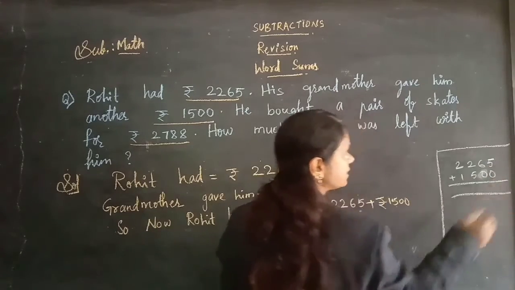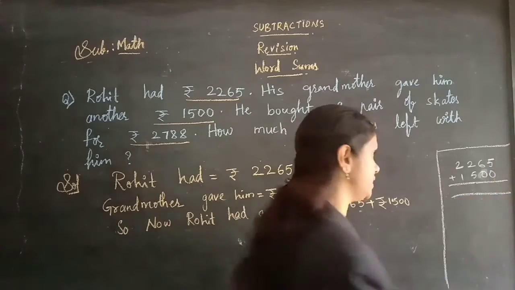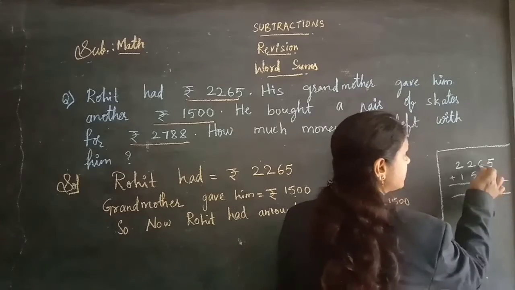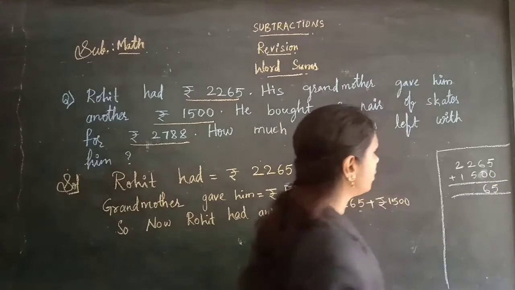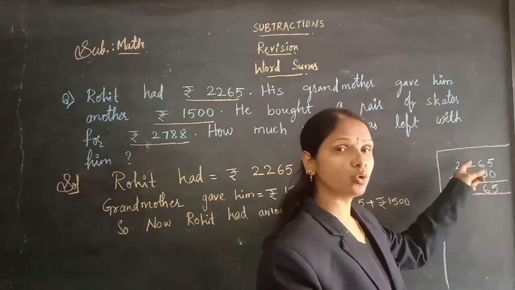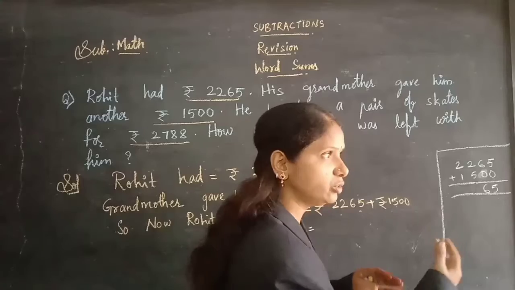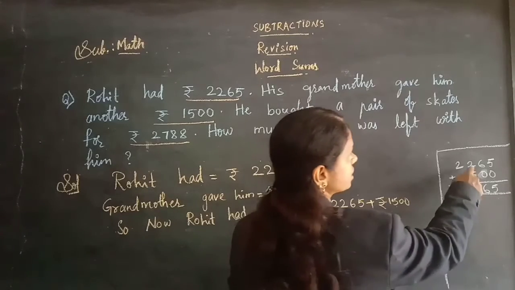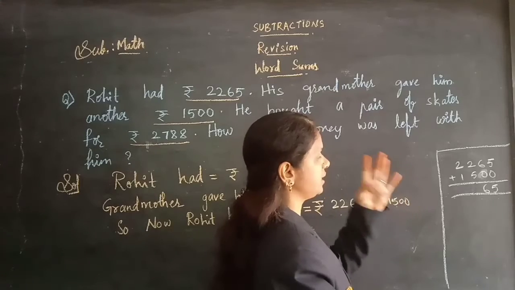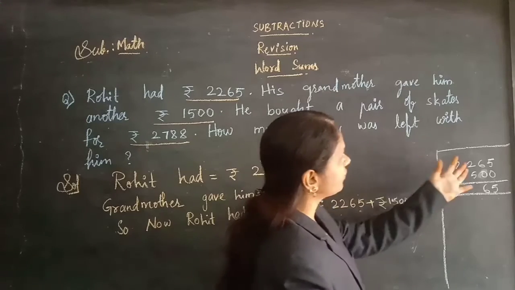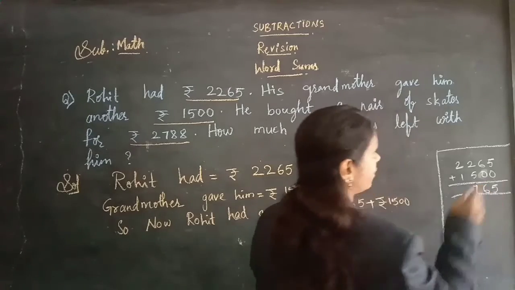So here 5 plus 0 is 5, and after that nothing is there, so 5 itself. Okay, 6 plus 0 is 6, and after that nothing is there, so 6 itself. Now 2 plus 5 means after 2 you need to count 5 more numbers: 3, 4, 5, 6, 7. So when you add 5 more numbers after 2, you will get 7.